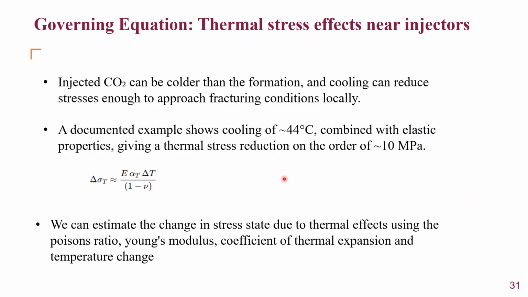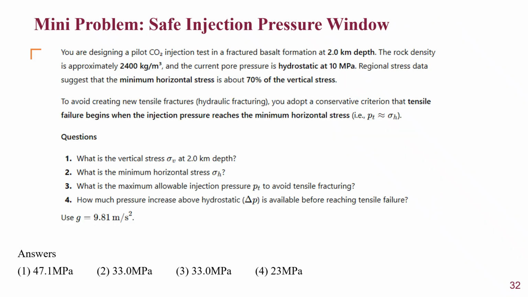It's documented that a cooling of about 44 degrees, combined with changing elastic properties, can give thermal stress reduction to about 10 megapascals, which means we've reduced the effective stresses in the rock to about 10 megapascal, which is very concerning. We can estimate the change in the stress state due to thermal effects using the Poisson's ratio, which I've already explained here, the coefficient of thermal expansivity, and temperature change. Given all that we've learned, we will solve a very simple problem.